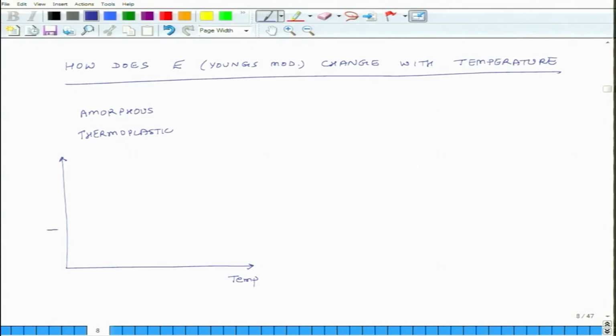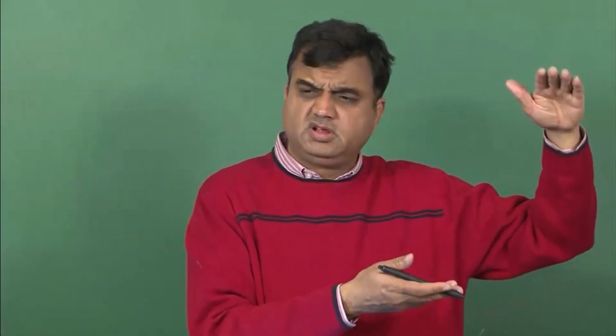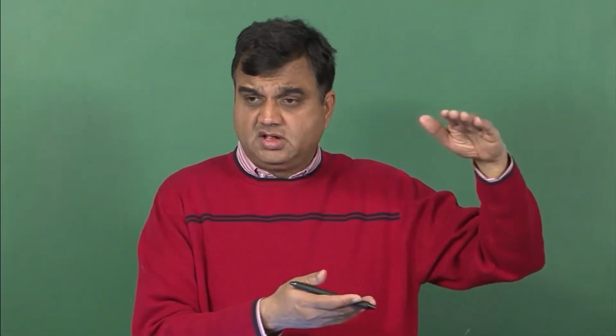So, we will plot log of E, because a lot of times the changes are more than by a factor of 1000. So, you may start with 100 MPa and come down to 0.1 MPa, or you may start with maybe 20 GPa, and you go down by a factor of 1000, so you come down to 20 MPa or something like that.